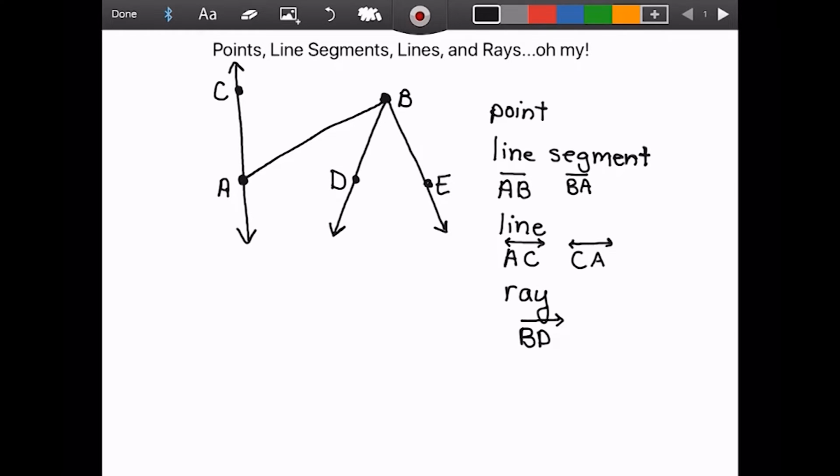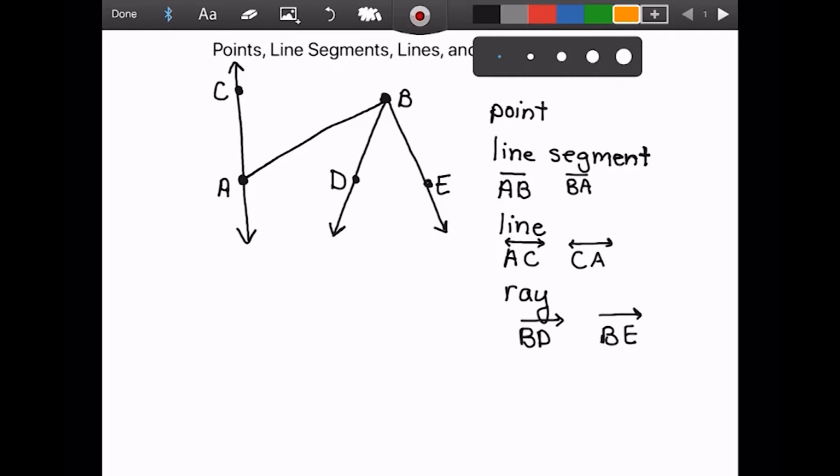So I just drew another ray. Now this ray is BE. But I've connected it to the other ray. And do you notice anything about what happens when we connect those two rays together? Does it look like something that you've recognized in geometry before?